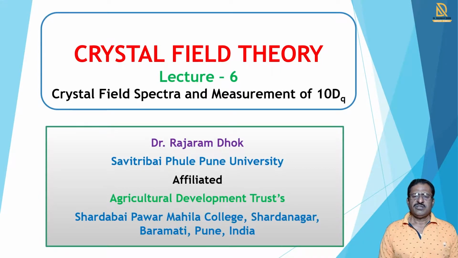So in the splitting of d orbitals, we have seen that there is formation of two groups of energy, that is t2g and eg orbitals, and in between that the energy is 10 Dq. This 10 Dq energy is measured in the form of a spectrum, and from that spectrum we can measure the actual values of that 10 Dq or stabilization energy.